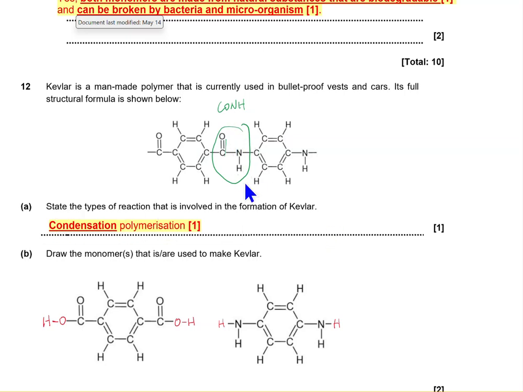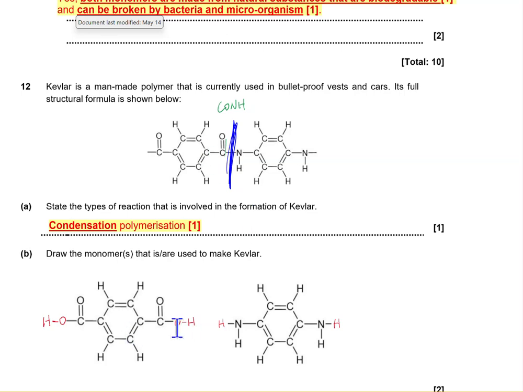So what I do is that you have to write the monomer, right? Very simple. Look at this one. I'll cut exactly in the middle of the linkage here. Cut in the middle. One side will be this, the other side will be this. When it's NH, you join an H back. When it's C double bond O, whenever you see C double bond O, you join OH. And these two are the monomers used to make the Kevlar.